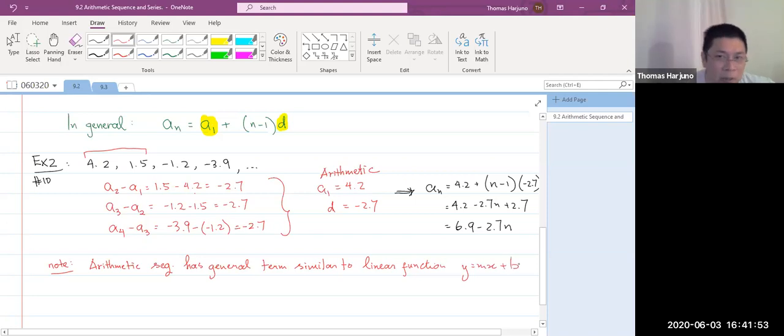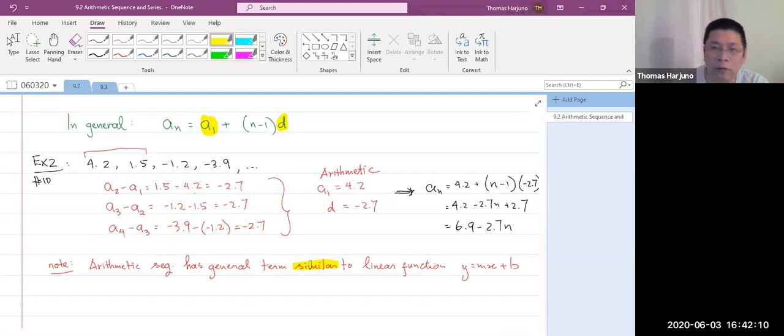Now I say it's similar, not the same. Okay, not the same, similar. So one way to identify if a general term is coming from an arithmetic sequence is to see if the general term looks like a linear function.